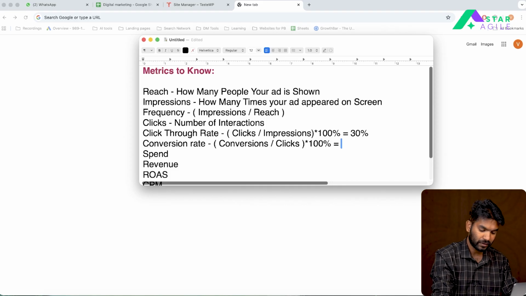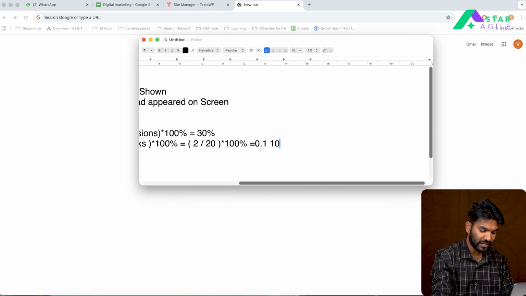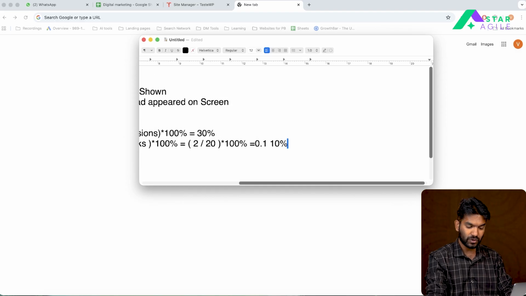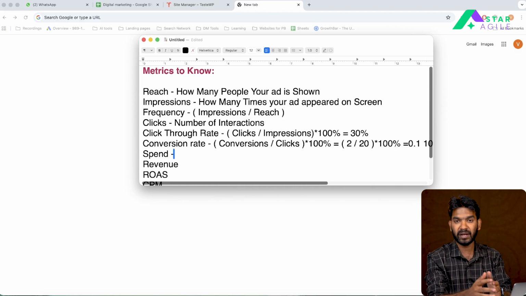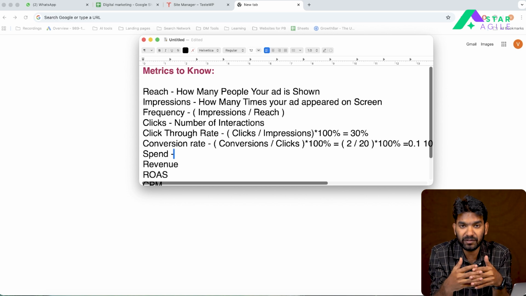So, my formula will go like 2 conversions divided by 20 people who clicked, into 100%. So, it will be a 10% conversion rate. On an industry standard, you can try to maintain a 5% conversion rate. That will be top notch. If you are having a good conversion rate, that is good.